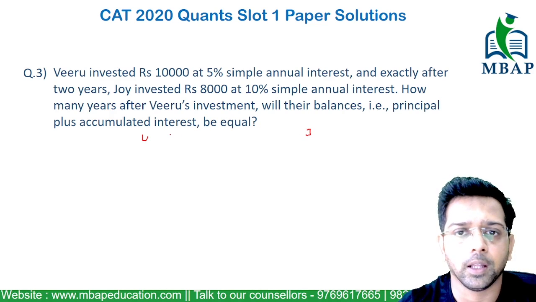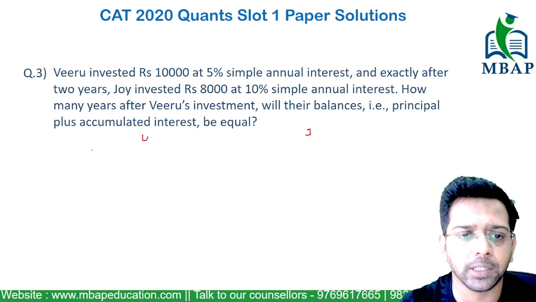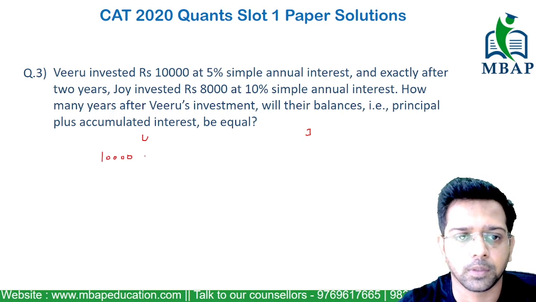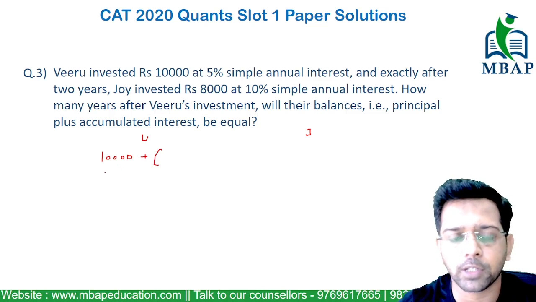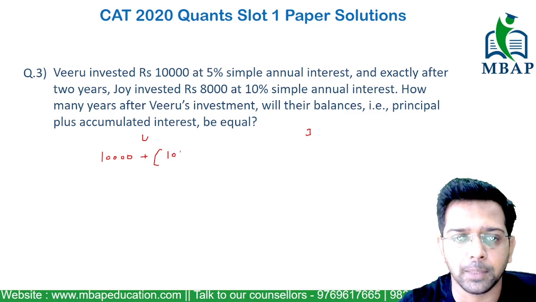Now let's say Viru invested rupees 10,000. Viru invested basically how much? 10,000. This is my principal, and you obviously will get some interest also. My interest will basically be 10,000 into number of years, and into the rate of interest. My rate of interest is basically 5, and let's assume the interest they will get for the first year. This is how the value will look like for Viru.